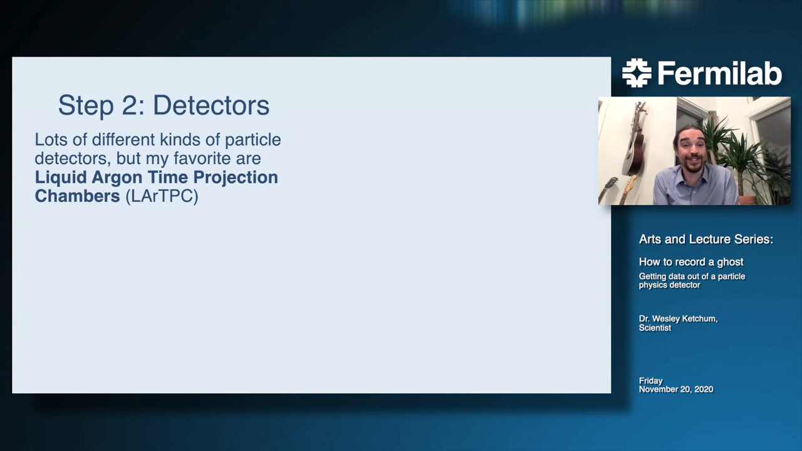That's what Fermilab is good at doing and getting better, as you saw from the intro video on PIP-II. Let's now talk about the next part, the detectors. There are a lot of different kinds of particle detectors that we can use for neutrino detection. But my favorite, because it's what I work on, is liquid argon time projection chambers, or LArTPCs, an acronym you'll see me use throughout this talk. So how do those work?